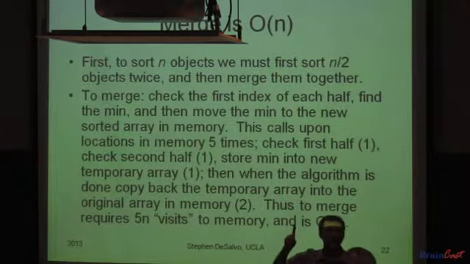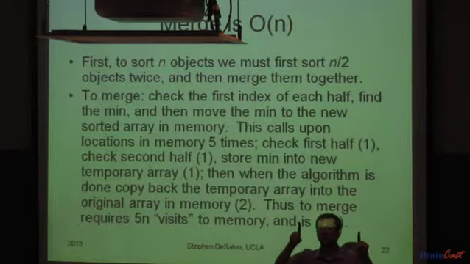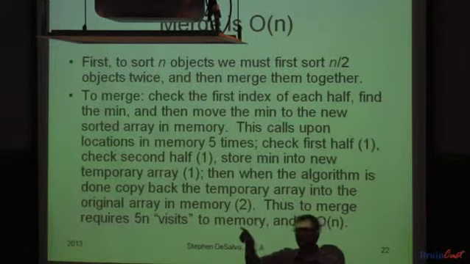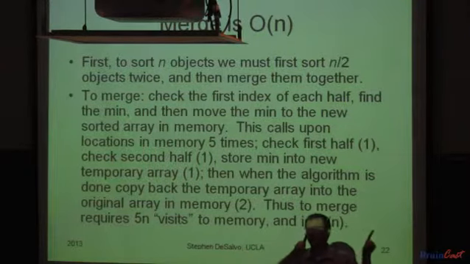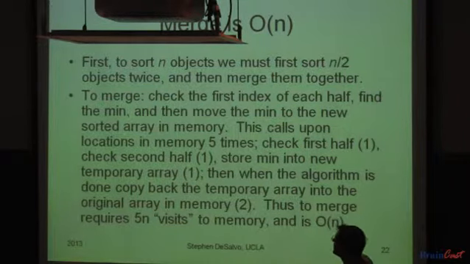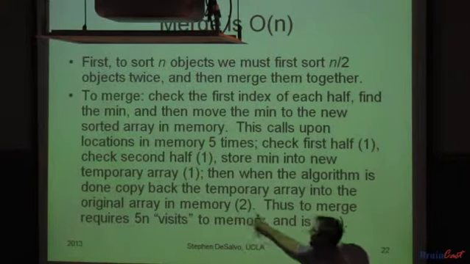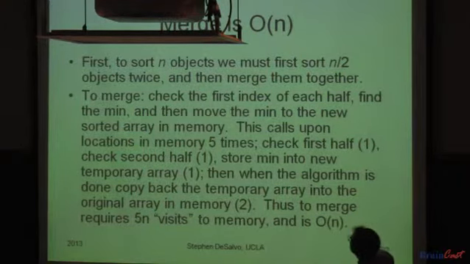So let's count them. Check this value, compare these two values. So access this value, that's 2. Compare the two values, that's 3. Write the smaller one into a new location in memory. That's 4. Hold the 5th for a moment. You go to the next one. Again, access, compare, write the smaller one. Access, compare, write the smaller one, etc. So that's 4. And then the final step is copy back the temporary array into the original array in memory.